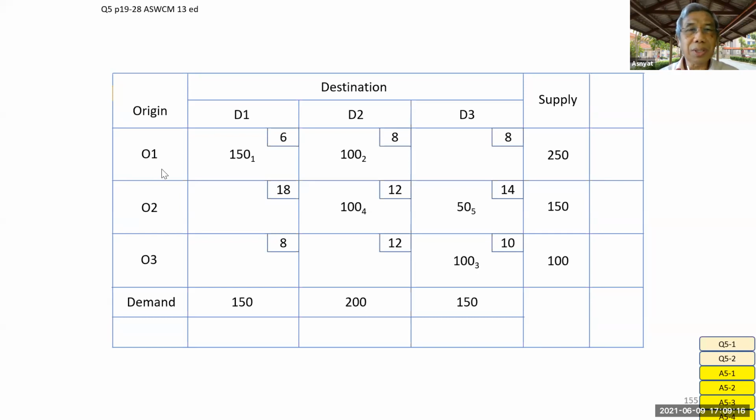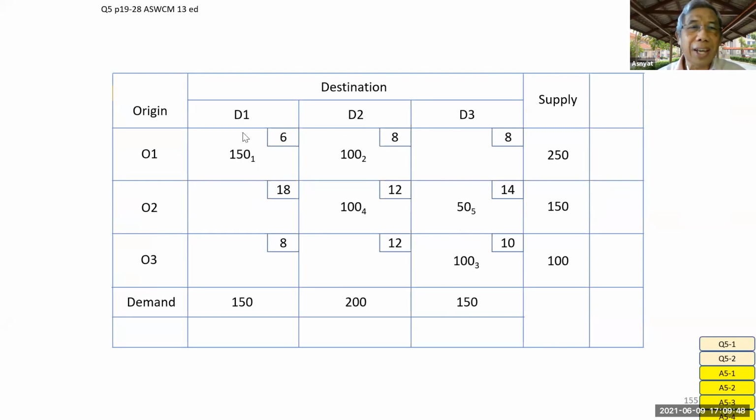So the initial solution: origin 1 to destination 1 with 150, origin 1 to destination 2, 100, origin 2 to destination 2, 100, origin 2 to destination 3, 50, origin 3 to destination 3, 100. You don't worry about this little 1, 2, 3. This is the sequence for my own reference. Now, what should we do?